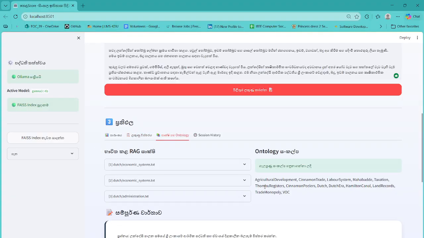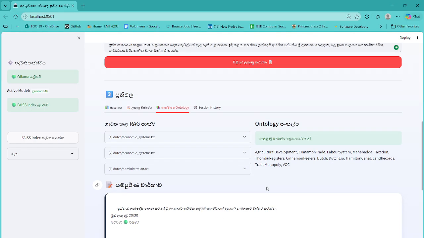Here we have the evidence passages retrieved from the local knowledge base. The retrieval agent selected these Sinhala passages from files such as Dutch economic system txt and Dutch administration txt. This proves that RAG is used meaningfully in the scoring process.